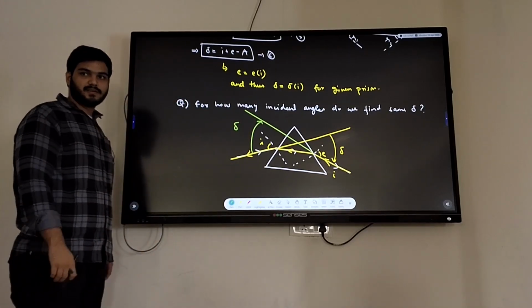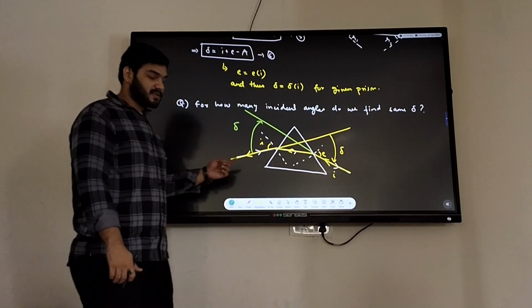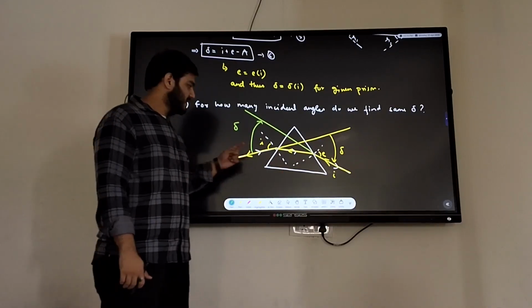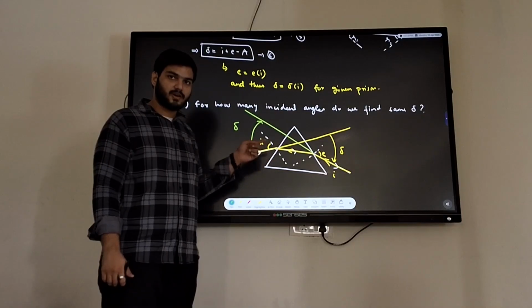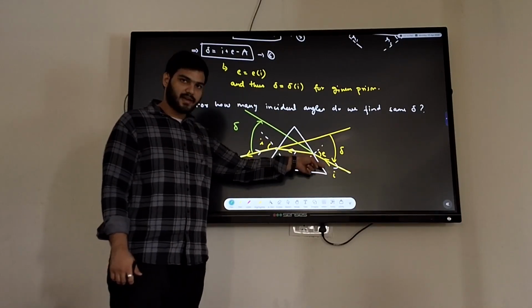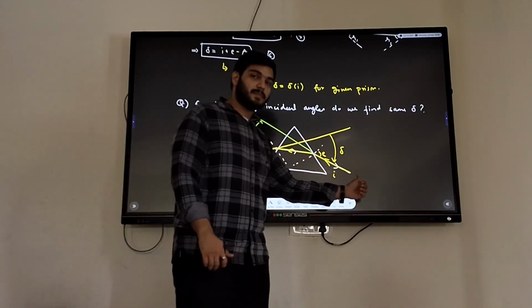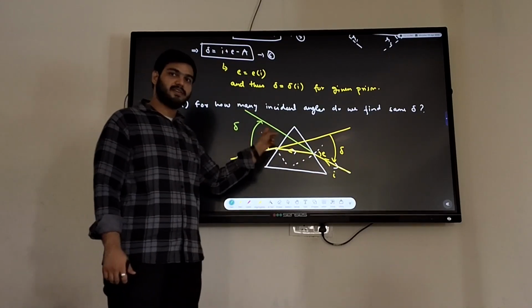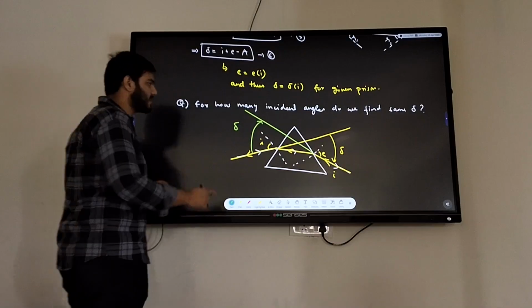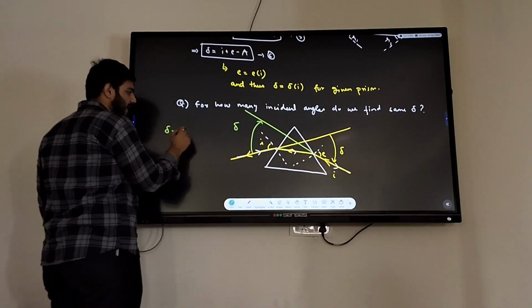Do you understand? So this is symmetrical in that way: if I give the incident light ray at angle I, it comes out at angle E. But now if I pass the ray at the same angle E, it will come out at angle I and the deviation will be the same. Do you understand why? Because in delta, what is the term? I plus E.